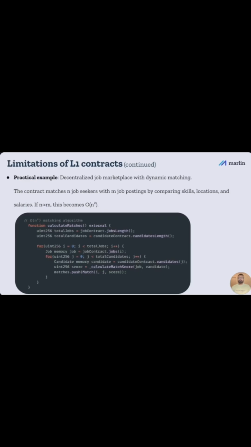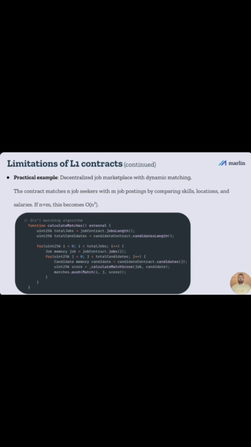We've been talking for a while now, so let me show you these limitations in play with a real-world example. Imagine we're building a decentralized job marketplace with dynamic matching. In simple terms, it means that the contract needs to match N job seekers with M job postings by comparing relevant skills, locations, and salaries. Now, if N is approximately equal to M, this becomes an O(N²) operation. Just take a look at this code snippet.